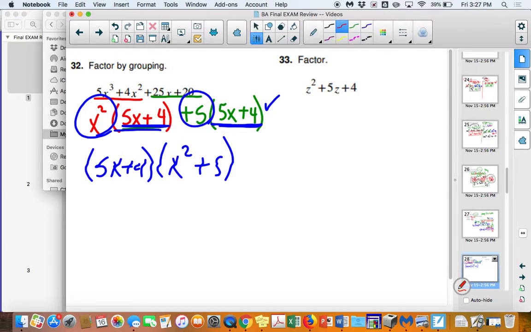Okay, move on to the next one. This one is z squared plus 5z plus 4. It's a trinomial. There's nothing in common.